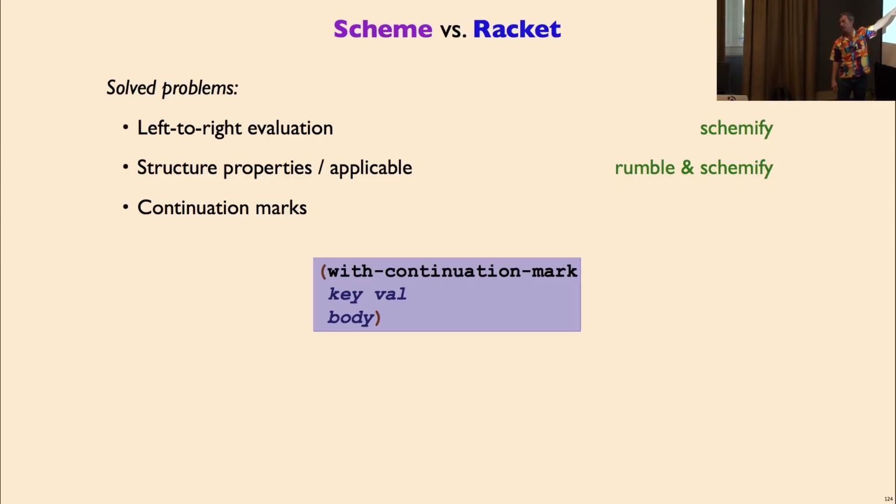Racket has continuation marks. So continuation marks mean, during the dynamic extent of this body expression, record that key is mapped to value in this continuation frame. If you don't know what continuation marks are, feel free to talk to me or John more later. But this is, again, something that, as far as I know, no other language has, including Chez Scheme.